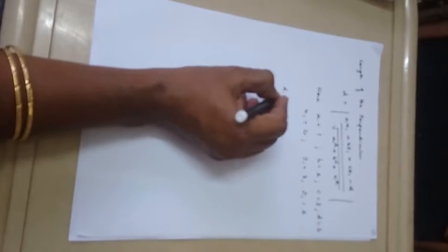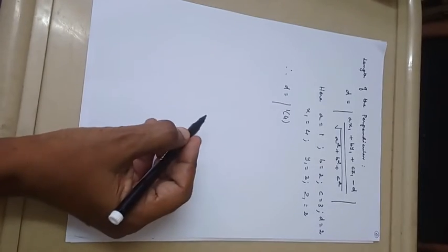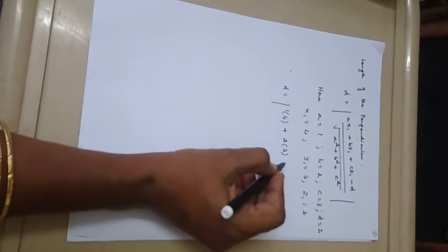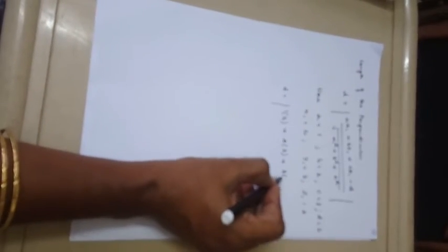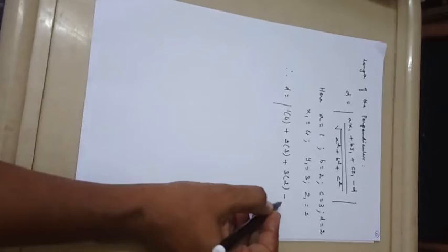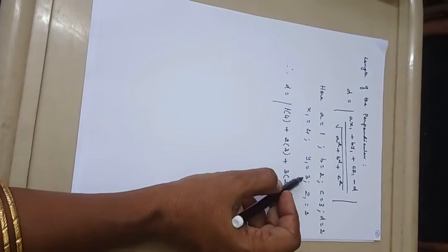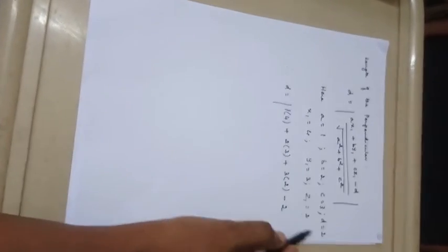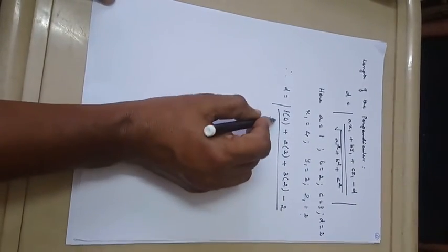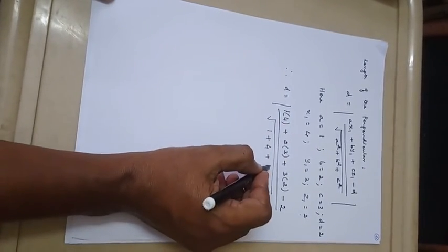Therefore, d is equal to modulus of a into x1, so 1 into 4, plus b into y1, 2 into 3, plus c into z1, 3 into 2, minus d, so minus 2, divided by root of a square, 1 square is 1, plus b square, 2 square is 4, plus c square, 3 square which is 9.